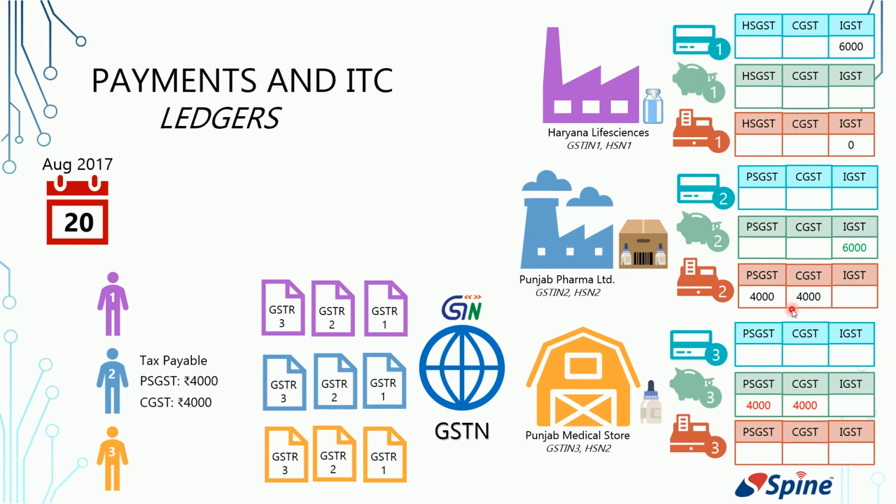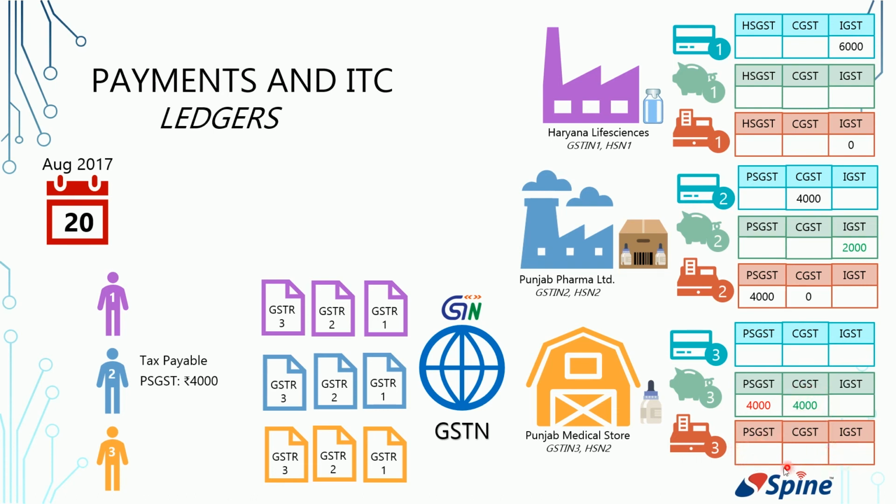This is shown here. Once that happens, the CGST head of the cash ledger of Punjab Pharma gets credited with 4,000 rupees. The credit ledger of Punjab Pharma gets debited by 4,000 rupees, leaving 2,000 balance. And the liability ledger of CGST head reduces to zero. Correspondingly, the CGST head of the credit ledger of Punjab Medical Store updates from provisional ITC to eligible. Punjab Medical Store can now use this ITC for payment of its liabilities.